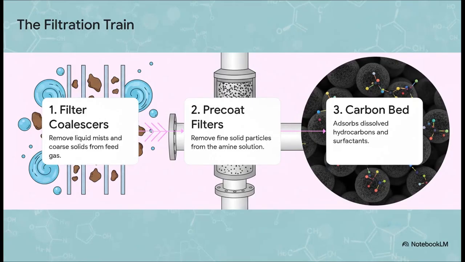Prevention really does start with filtration, and a well-designed unit has what we call a full filtration train. Your first line of defense is a filter coalescer on the inlet gas to knock out liquids and big solids before they even see the amine. Then, in the amine loop itself, you'll have cartridge filters for the finer particles. And the final critical step is an activated carbon bed. This isn't a filter. It uses adsorption to grab all those dissolved contaminants that a mechanical filter could never touch.